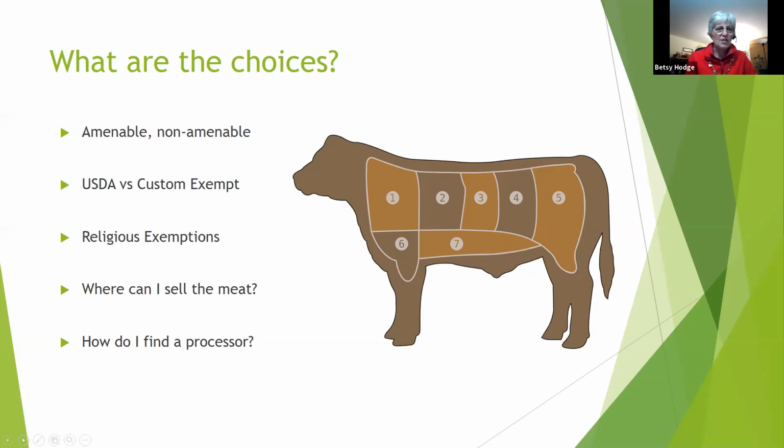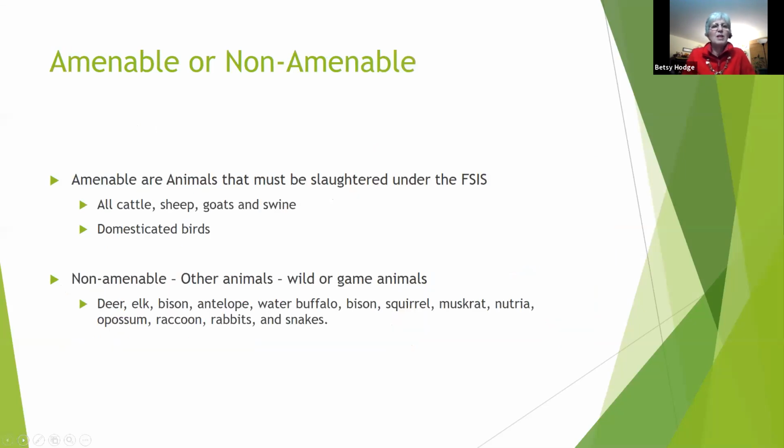So let me find, it's hard to find the little arrows. There we go. So amenable or non-amenable. So amenable are animals that must be slaughtered under the Food Safety Inspection Service, and that's the USDA. And it's generally all of your livestock and most of your domesticated birds. I guess all domesticated birds, including farm-raised ostriches, interestingly enough. Amenable means answering to a higher power, basically, or to a higher standard. So that's what that means.